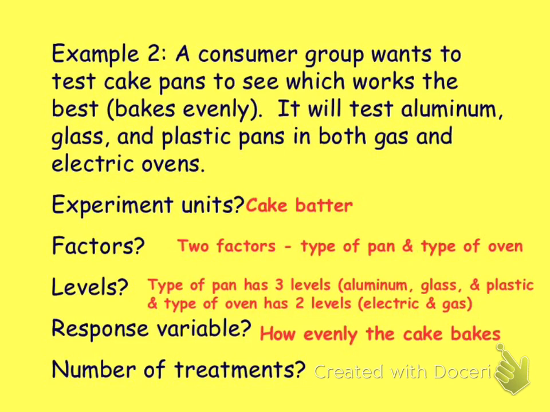So in terms of the number of treatments, you're going to take the number of factors and the number of levels. I have 3 levels within the first type, and I have 2 levels within the second type. So you end up doing 3 times 2. If you think of every combo, I could have aluminum with electric, aluminum with gas, glass with electric, glass with gas, plastic with electric, plastic with gas. If you just list them all out, that's how many treatment groups you'll have.